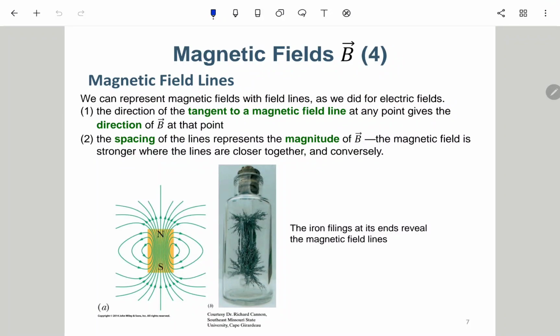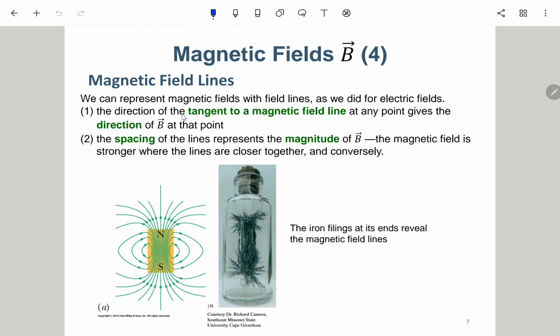Okay, so here we also introduce a thing called magnetic field lines. Actually, we have similar field lines for the electric field, so the concept is the same. You can see they follow two rules.